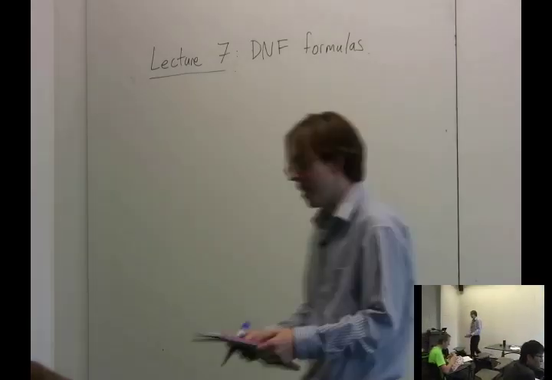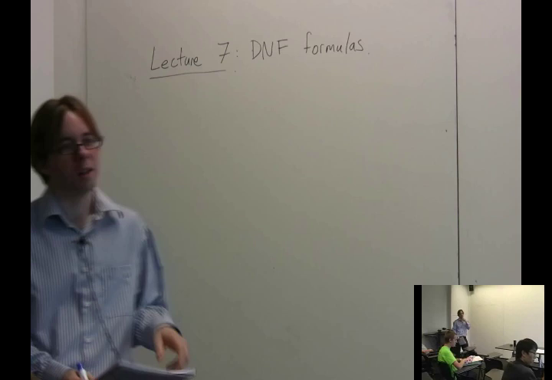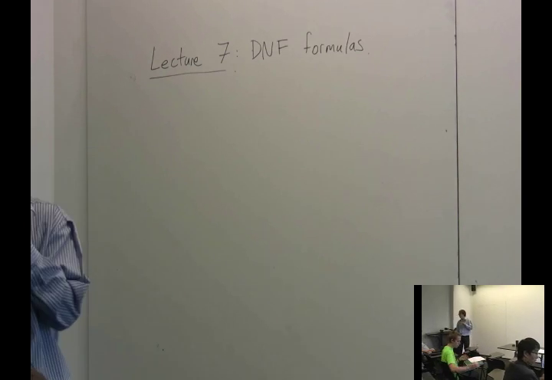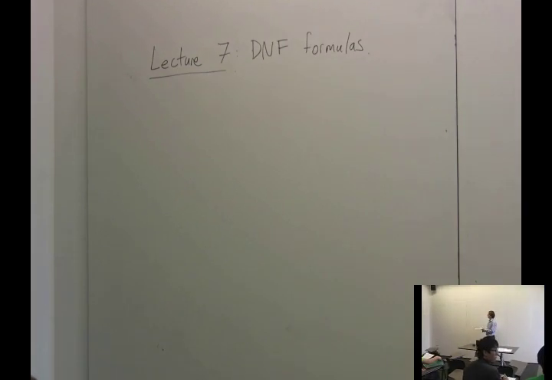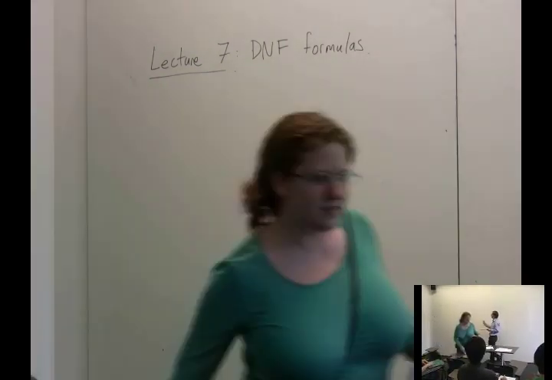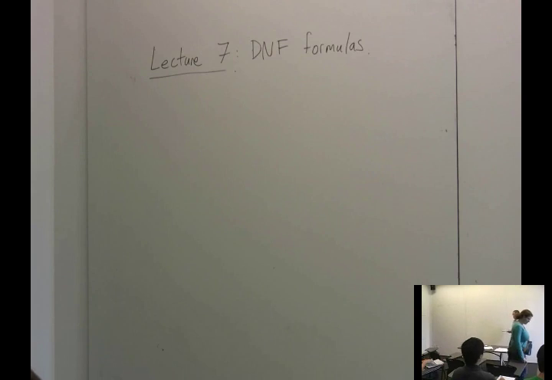All right, so last time we talked in particular about the Fourier concentration and nice Fourier properties of decision trees, which are a popular way to represent Boolean functions, especially in learning theory. And today we're going to talk about arguably an even more popular way to represent Boolean functions, and that's with DNF formulas.